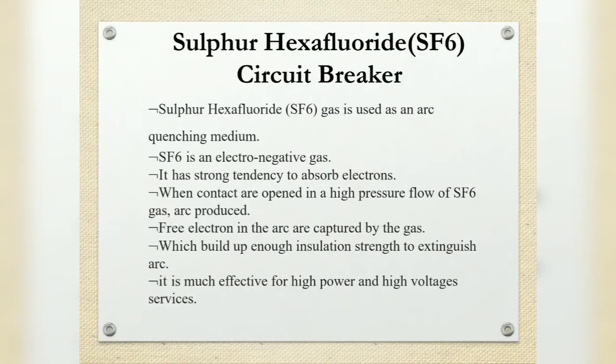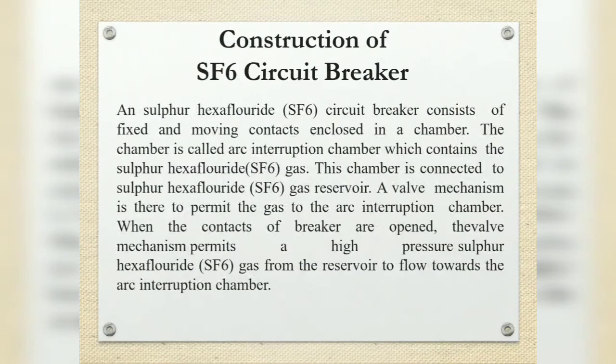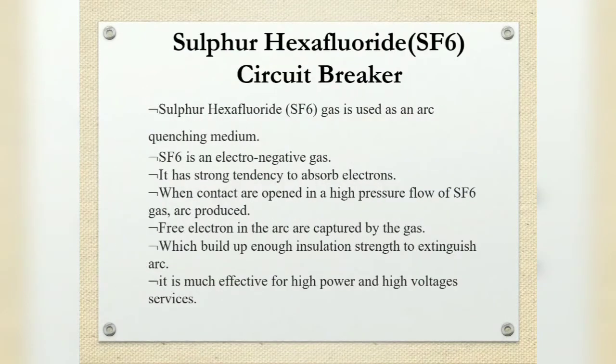At high pressure, the dielectric strength of the gas increases. Moisture is very harmful to an SF6 circuit breaker, due to the combination of humidity and SF6 gas. Hydrogen fluoride is formed when the arc is interrupted, which can attack the parts of the circuit breaker.